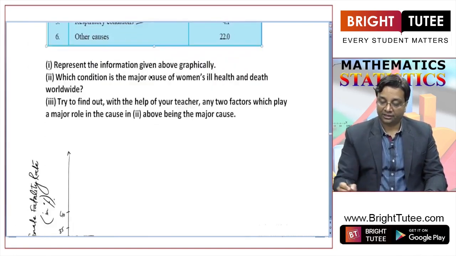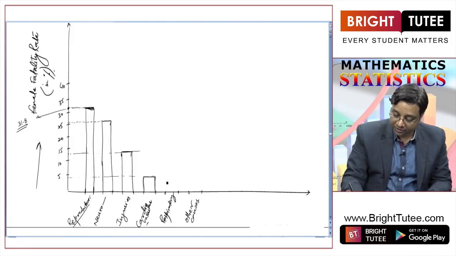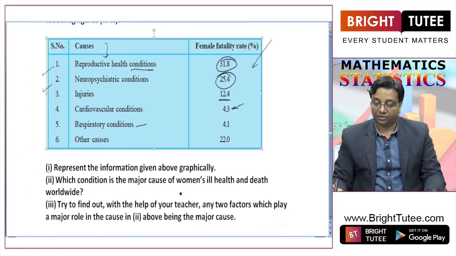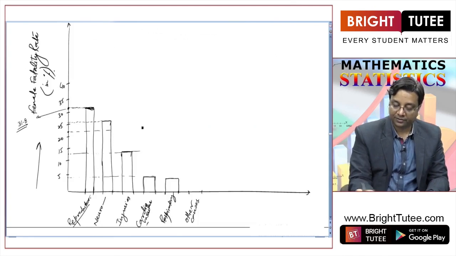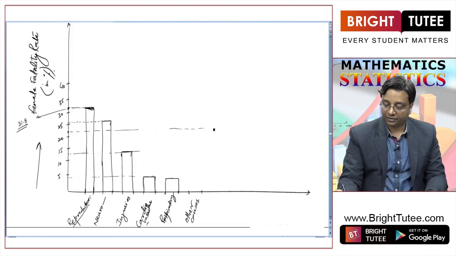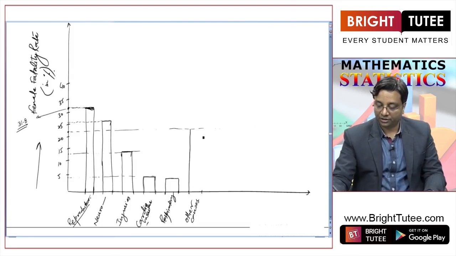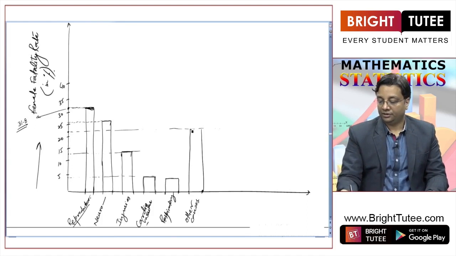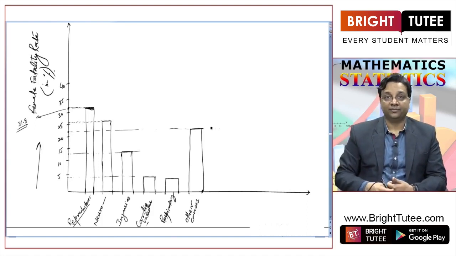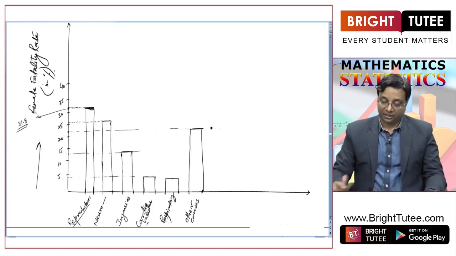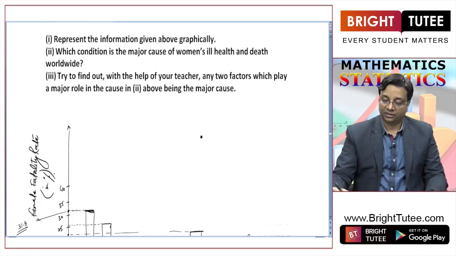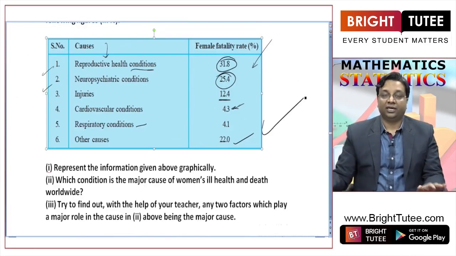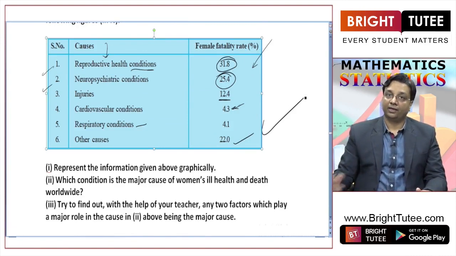And respiratory conditions 4.1. So this will be the respiratory conditions bar, and for other causes 22 should be the height. Let it be somewhere here, and this should be approximately the height of this bar. When you use a scale and pencil and proper graph paper, you will get the correct bar graph. Now this is the bar graph for this given data. Okay, now looking at this bar graph, you can interpret some of the data points.